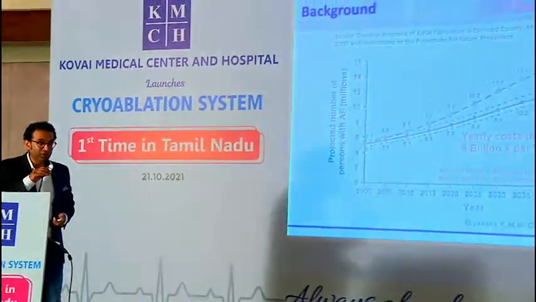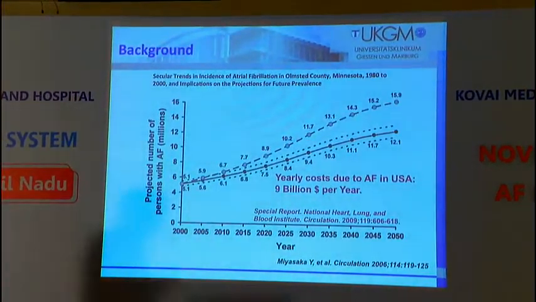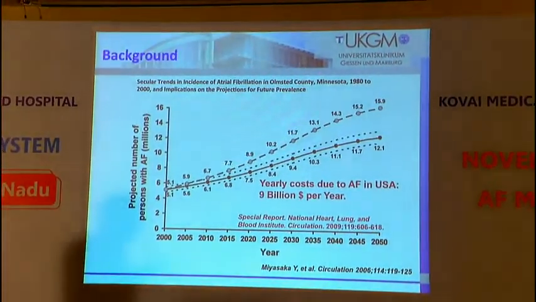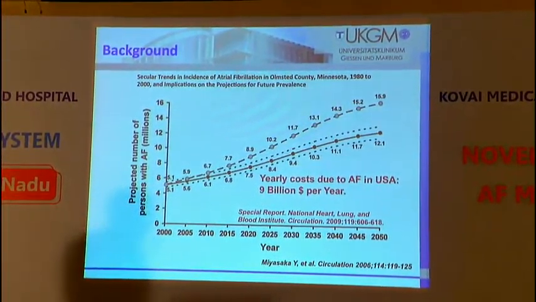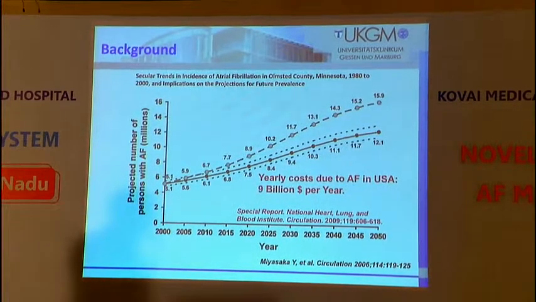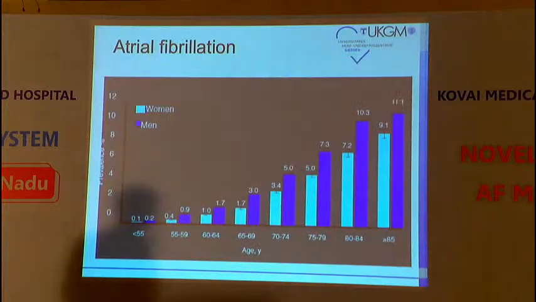I think we heard a lot about AF today. AF is a disease with a huge incidence. We heard it in the last two presentations. The incidence is increasing eminently in the last years, and also the cost for our healthcare systems, but also for the patients. And this is everywhere in the world like this.